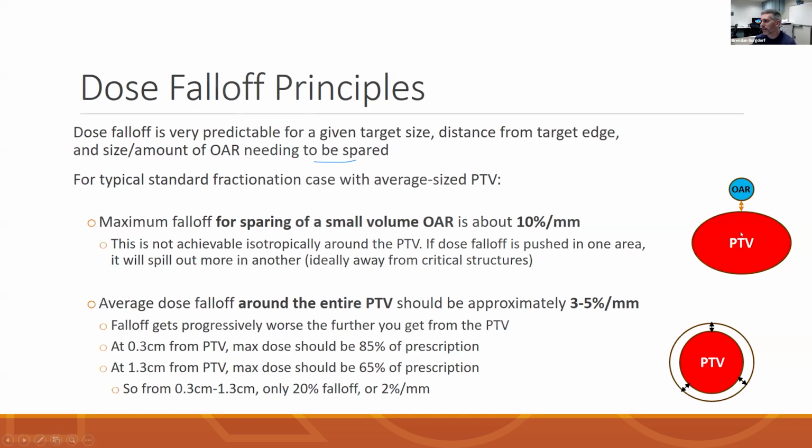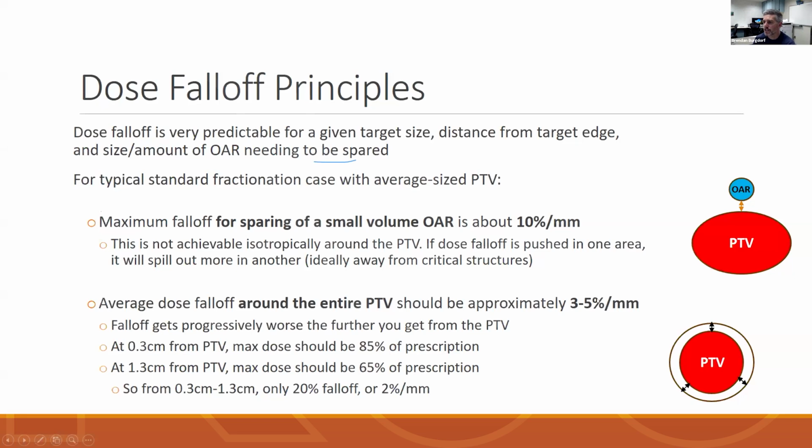So I have this simple picture here on the right, a PTV and an OAR. Basically, we know if we want to fully cover the edge of the PTV here and spare the OAR here, at very short distances we should be able to achieve about 10% fall-off per millimeter away from the edge of the PTV. So if we're getting 100% dose coverage to the edge of this PTV, and this OAR is 2 millimeters away, we should be able to drop the dose by about 20%, from 100 to 80% here.